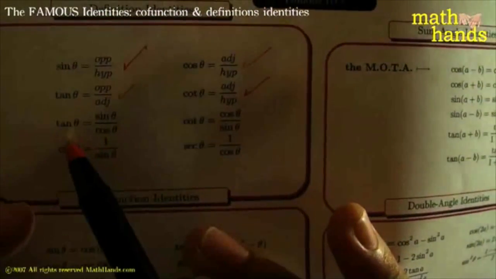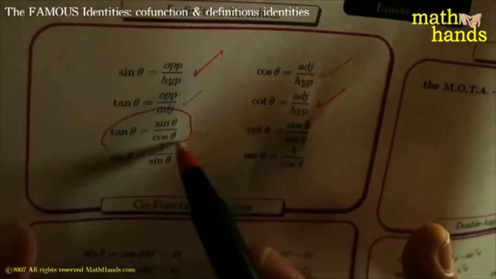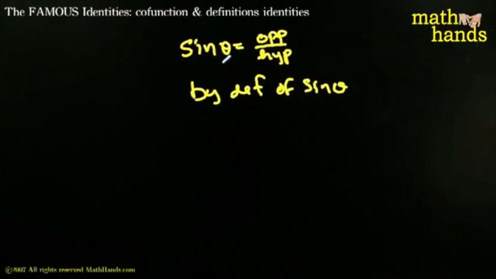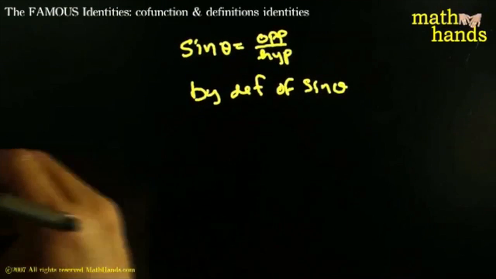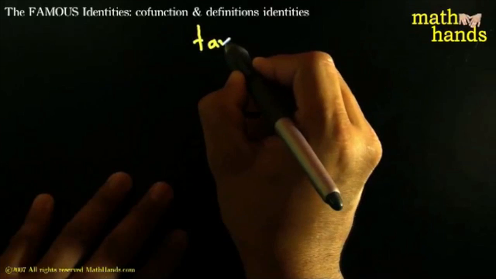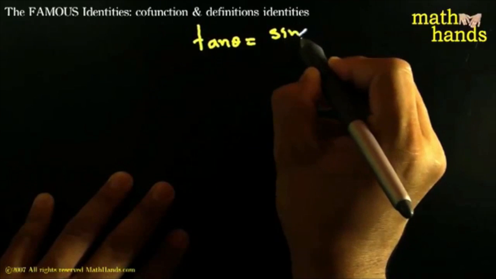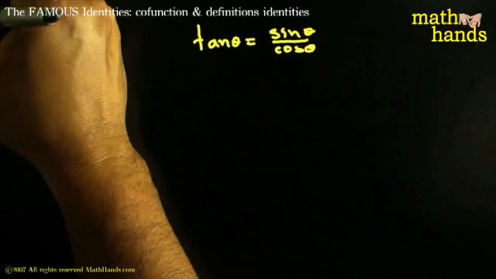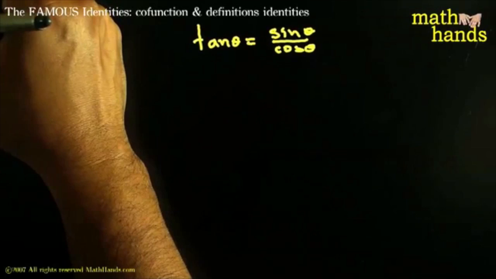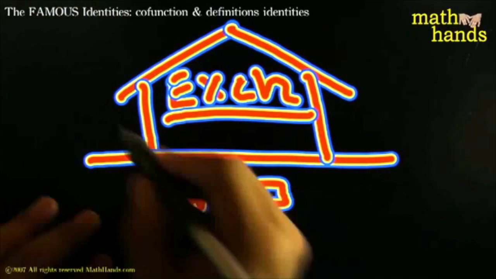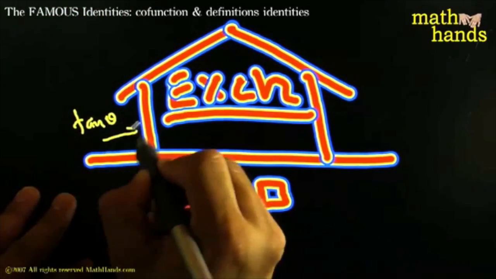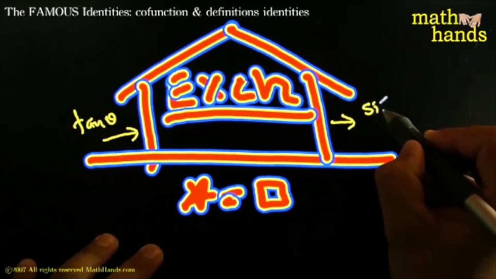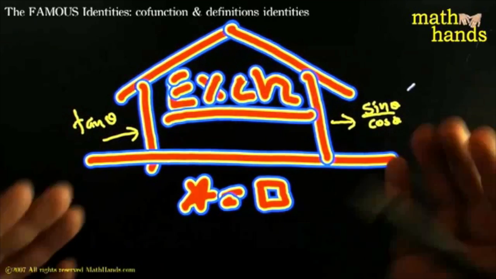Let's try one of these more interesting ones. Famous identity. Tangent of theta is equal to sine theta over cosine theta. Why in the world would that be? Let's see. Tangent theta is equal to sine theta all over cosine theta. And the question is why? Well, first of all, understand what it means. It means that we've got an exchange rate. Every time you bring a tangent theta to the table, you can exchange it for a sine theta over cosine theta, or vice versa.